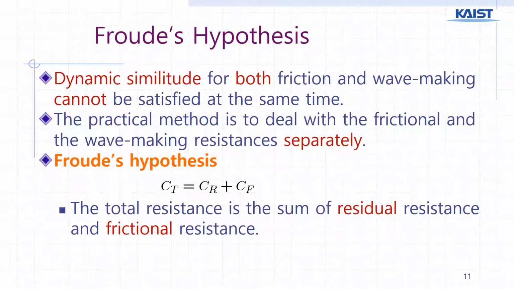Froude made a hypothesis that dynamic similitude, not static similitude, for both friction and wave making cannot be satisfied at the same time. So they should be separated out. The practical method is to deal with frictional resistance and wave making resistance separately. So he made an equation: total resistance coefficient CT is made of CR and CF. So frictional resistance is separated out from the remaining or residual resistance because of the dynamic similitude.